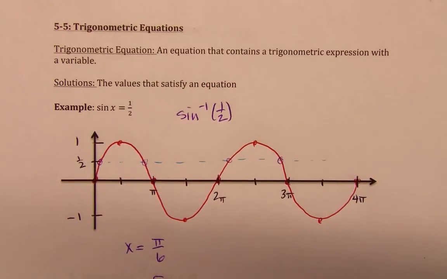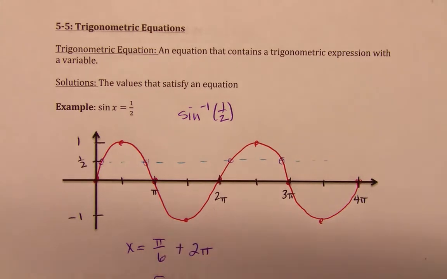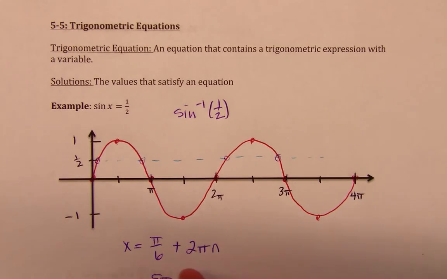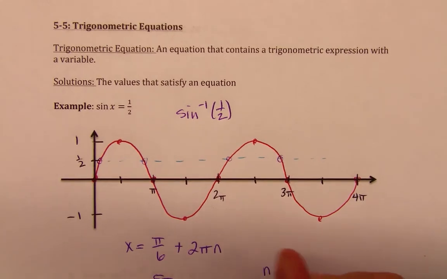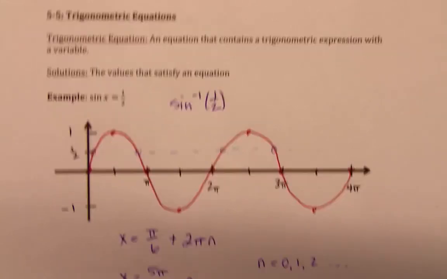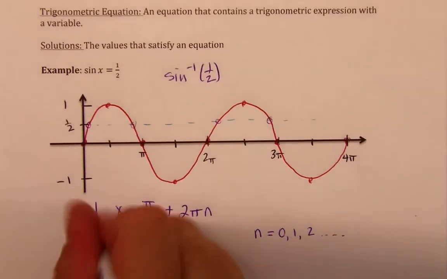So these are our values here, and because I can keep getting more and more angles where sine is equal to 1/2, I'm going to write plus 2 pi, but I can do that as many times as I want, so we'll write 2 pi n. And then we'll do the same thing here, where n is equal to 0, 1, 2, and so on. Okay, so those are our answers here.